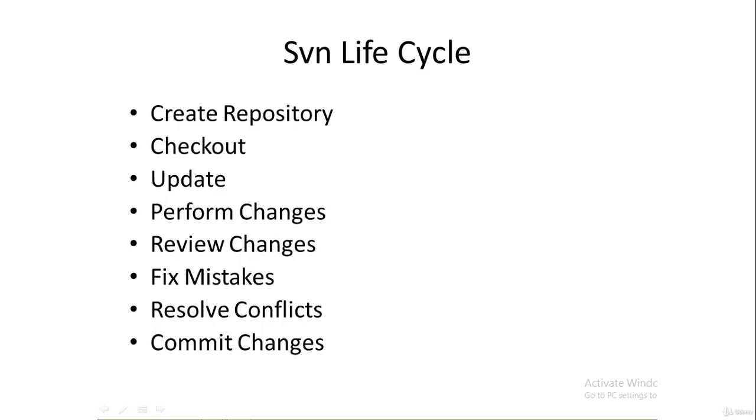SVN life cycle. Before understanding the life cycle, what is SVN all about? It is nothing but Apache Subversion, abbreviated as SVN, and it falls under the category of centralized version control systems. This is mainly to focus on understanding the centralized version control system, and later we can get into Git, which is a part of the distributed version control system.